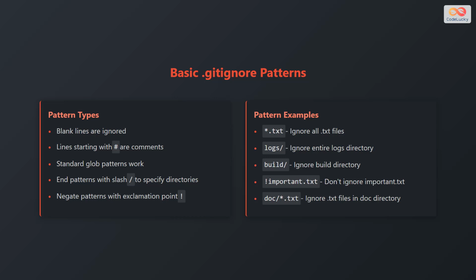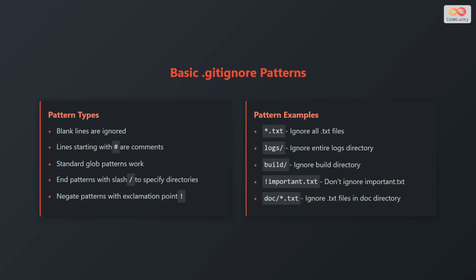Now let's dive into the basic patterns you can use in your .gitignore file. Blank lines are ignored, allowing you to add space for readability. Lines that begin with a hash symbol are treated as comments, which you can use to explain your ignore rules. You can use standard glob patterns to match file names. End patterns with a / to specifically target directories. Use an exclamation point to negate a pattern, which means to specifically include a file or directory that would otherwise be ignored. Here are a few examples of how to use these patterns.